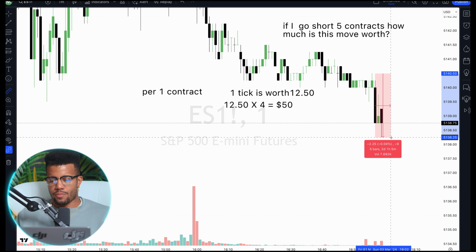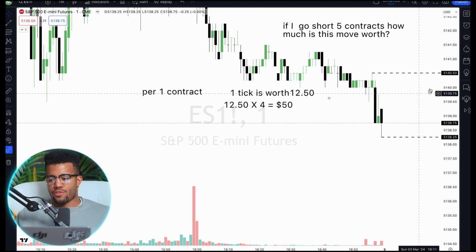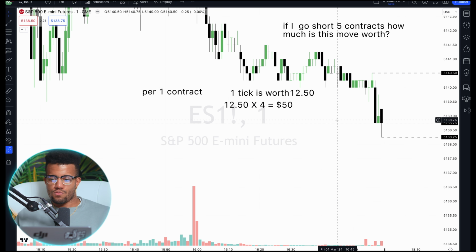And I'll mark that up again. Do a little Alt-J there and a little Alt-J there. So 5,140.50 to 5,138.25. Give you a little time.